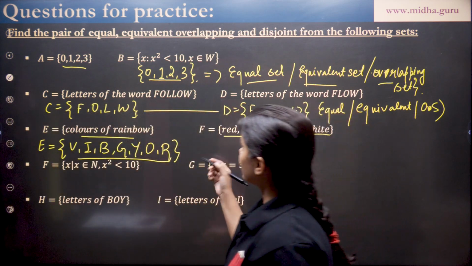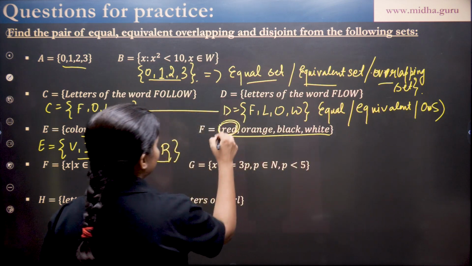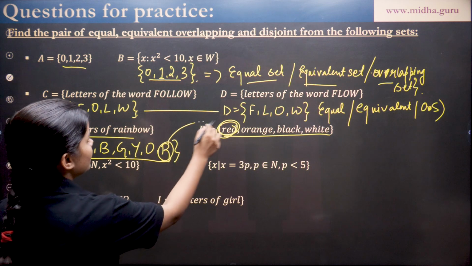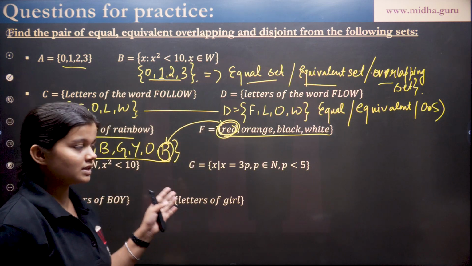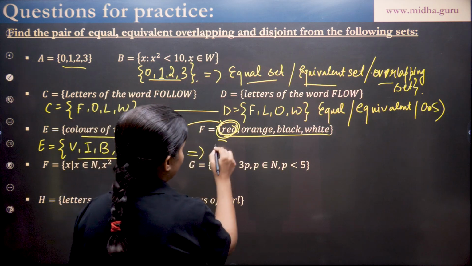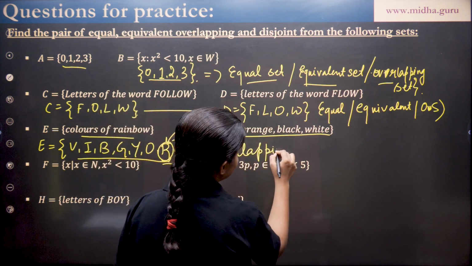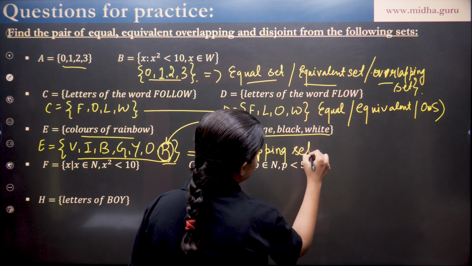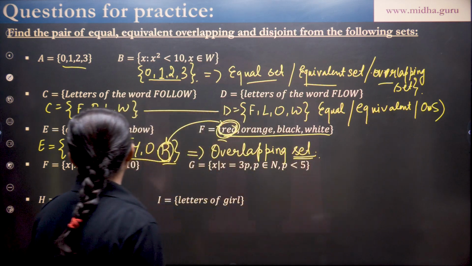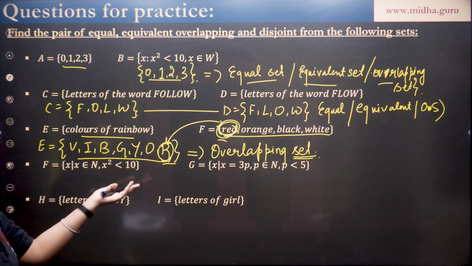So this is what type of set? Look, red and only red. Red is the color that is overlapping in these two sets. These two sets have one common element, that is red. So this is an example of an overlapping set.